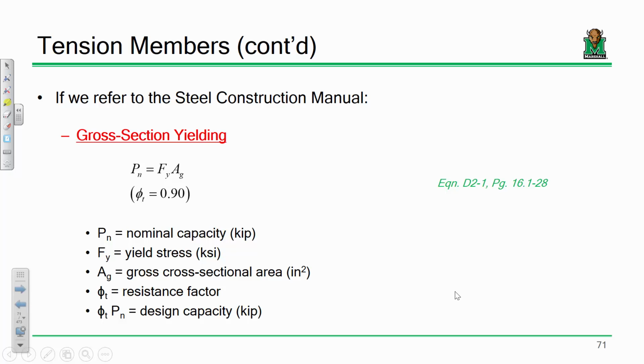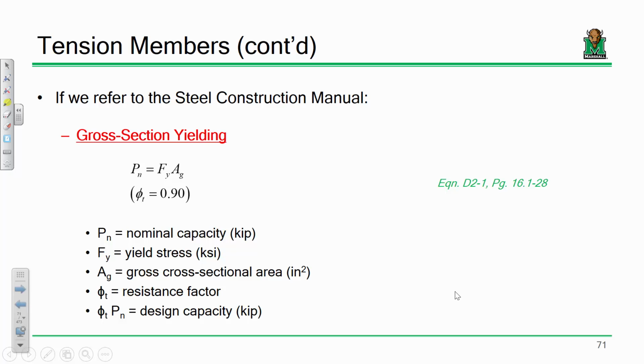Here, let me read this out. It says the design tensile strength and the allowable tensile strength. The allowable is related to allowable stress, so we can ignore that. The design tensile strength of a tension member shall be the lower value obtained with these following two expressions. We have yielding in the gross section and rupture or fracture in the net section. We're going to talk about that here in a second. And so we have our expression. Our nominal capacity is the yield stress times the gross area, and our phi factor of 0.9.